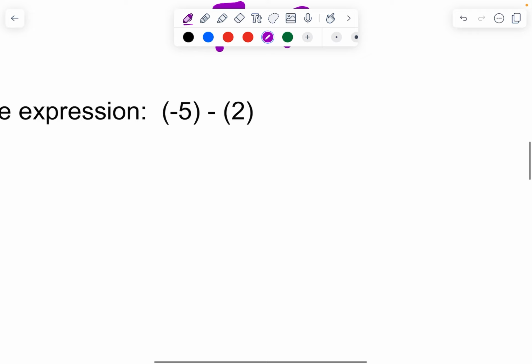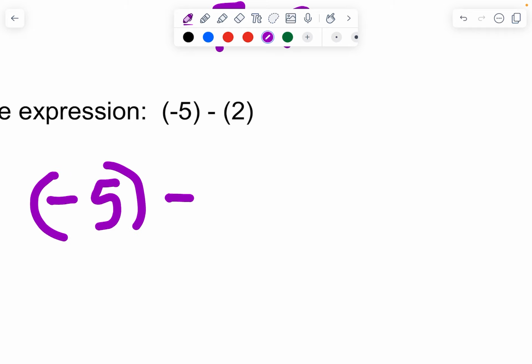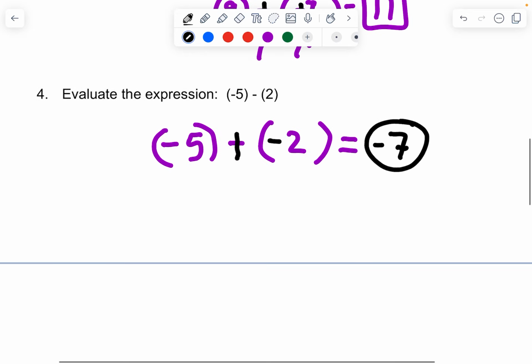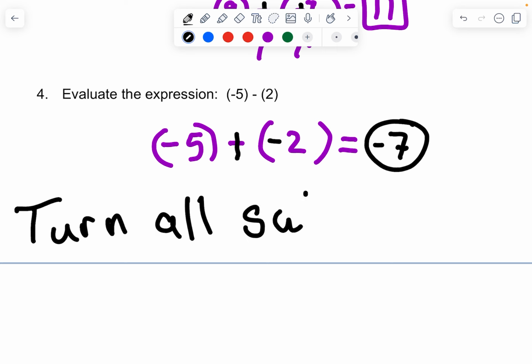Now let's go down to this problem. When you do this problem, you would write down a negative 5. You would write down a minus, and then you would write down your 2. Now, when you have a problem like this, I do not have 2 negatives. What you are going to do is take this and make it a positive and that a negative. So it turns it into an addition problem. Now you're going to notice I have -5 and I add a -2. That gives me -7.